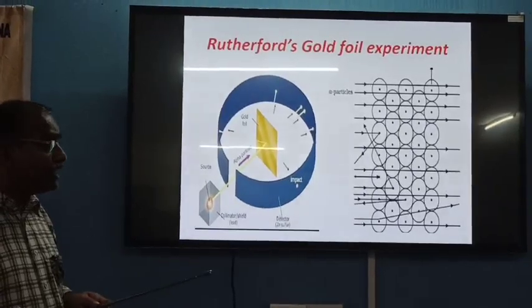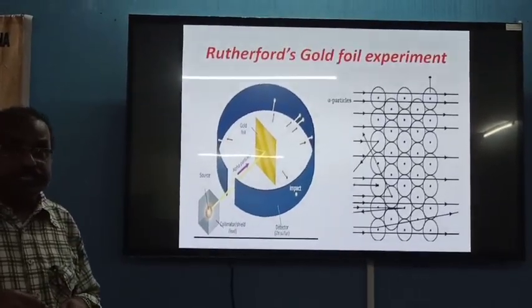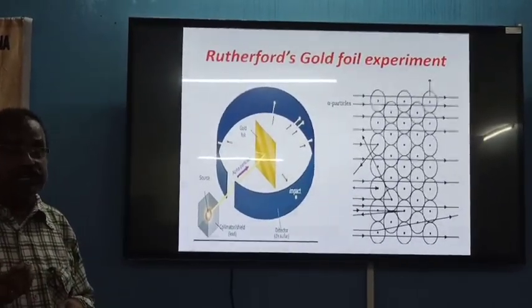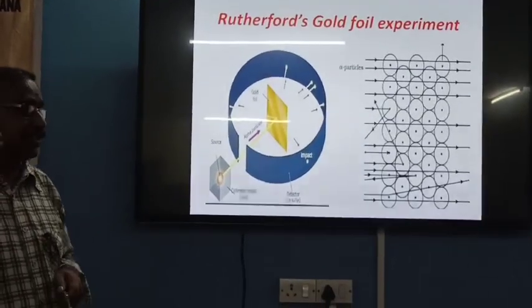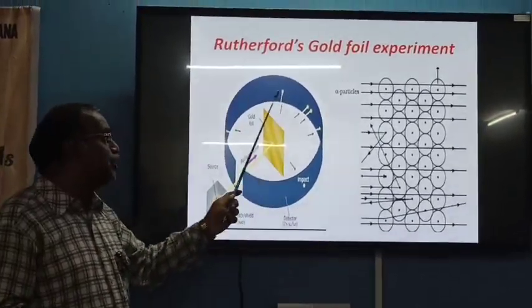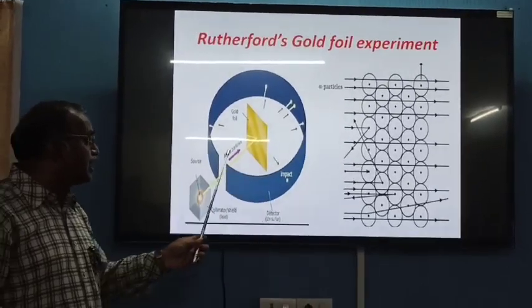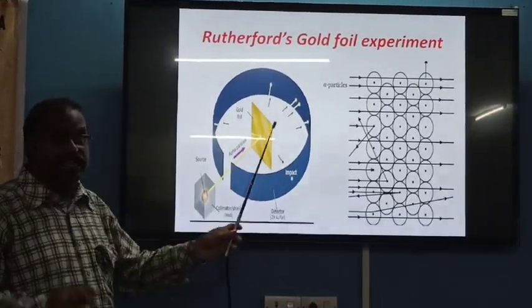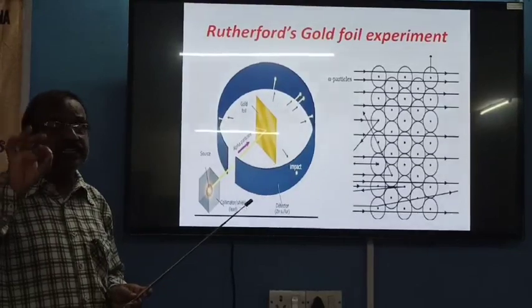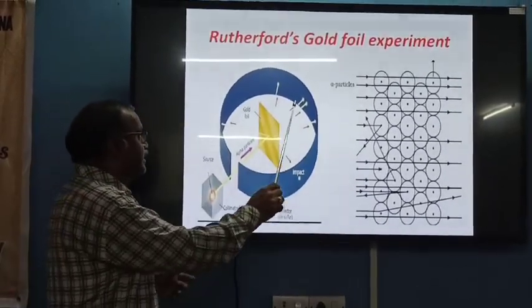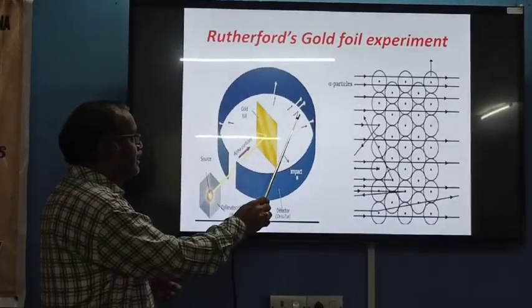What he observed, what is concrete, what is his model, under three headings we will discuss now. This is the experiment: gold foil, fluorescent screen. If an alpha particle comes and strikes the screen, it will glow, indicating that an alpha particle is coming like this. See, here in this place you will get a glow.